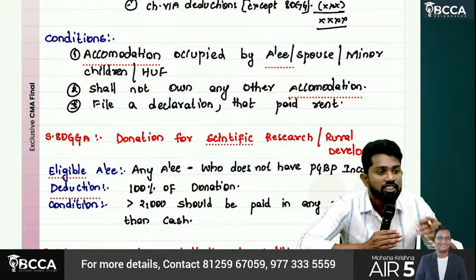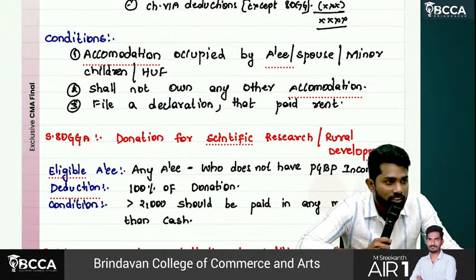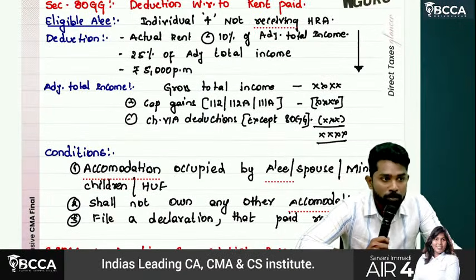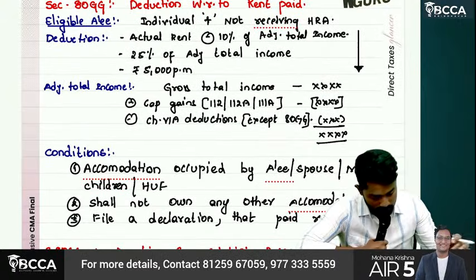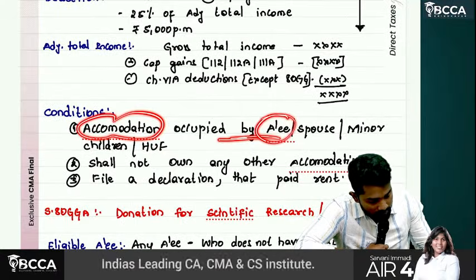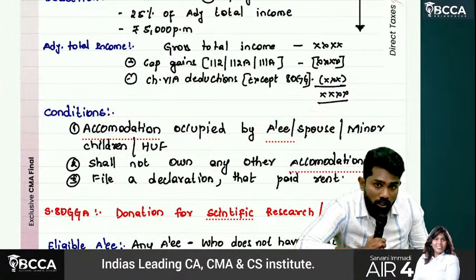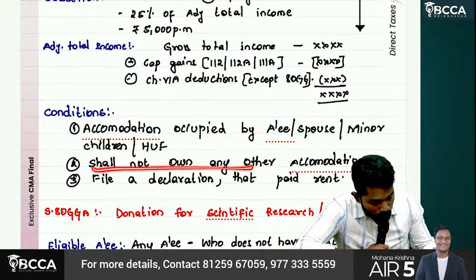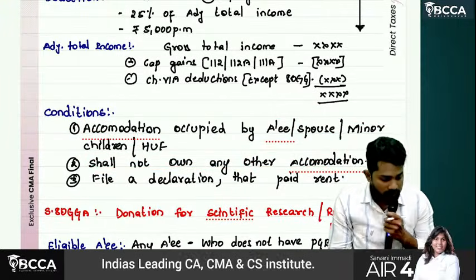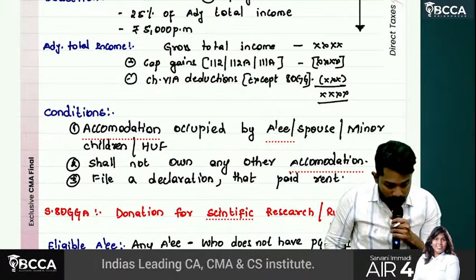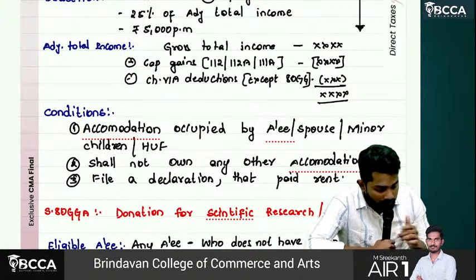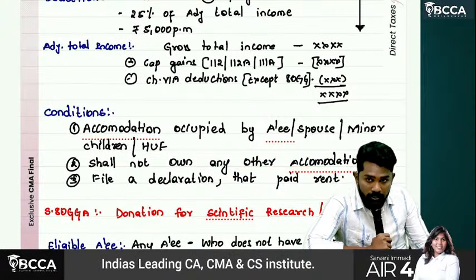First of all, in deductions there is no 7 marks question at all. They'll ask MCQs, and for those MCQs they'll not focus so much on that particular deduction. So it's not much important. But the conditions are what? Accommodation occupied by the SSE, spouse, minor children, or HUF, and they shall not own any other accommodation. Then they file a declaration that they paid rent. These conditions have to be satisfied.